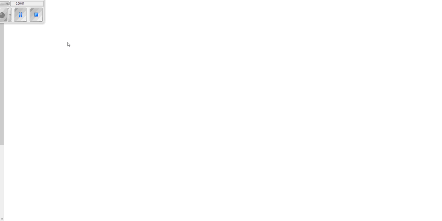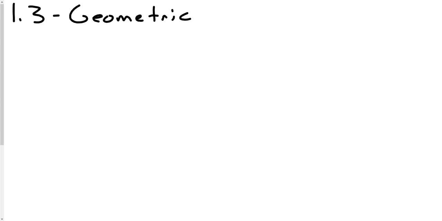All right, so 1.3, we are going to look at geometric sequences. So arithmetic sequences, they dealt with numbers being added. Or if you're adding a negative, you could say being subtracted as well. Geometric sequences.